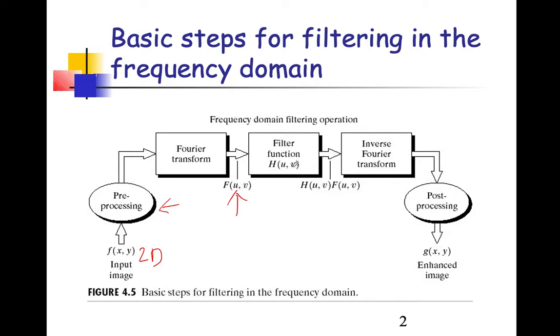In the same way, in the frequency domain we want to remove some of the noise, or apply some filtering techniques. So we go for the block called filter function, h of u comma v. The input is f of u comma v, and the filter function is represented as h of u comma v. After performing the filter operation, we get an output of h of u comma v into f of u comma v.